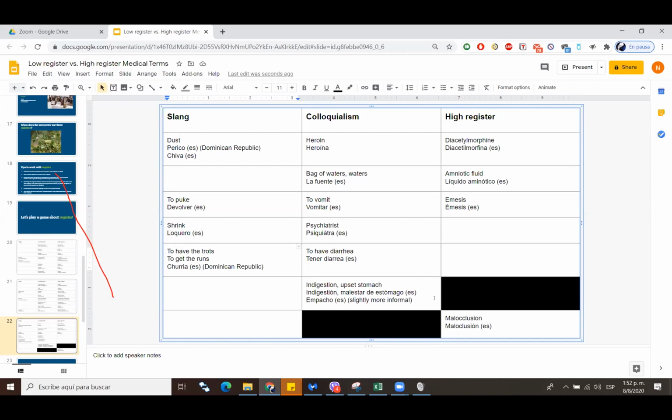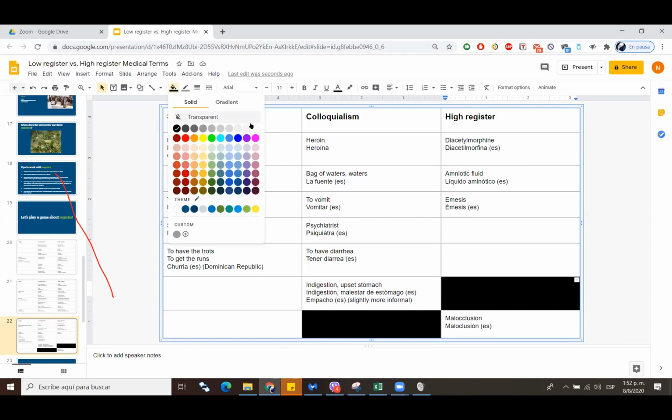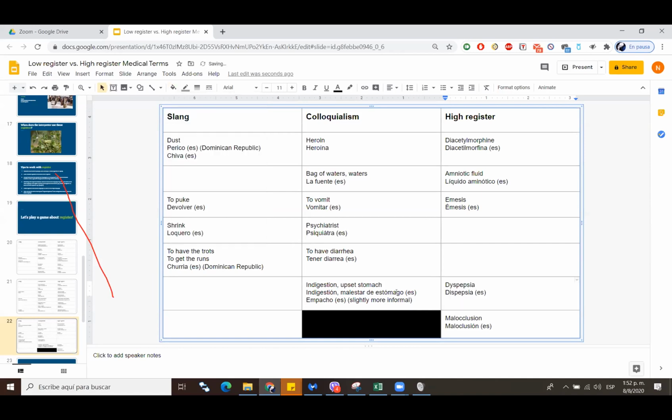Okay, let's see. Upset stomach, indigestion, high register. Nausea? Nausea is not necessarily indigestion. Indigestion is in the stomach, right? Is it dyspepsia? Oh, there you go, you were going to say it. Yes, dyspepsia.